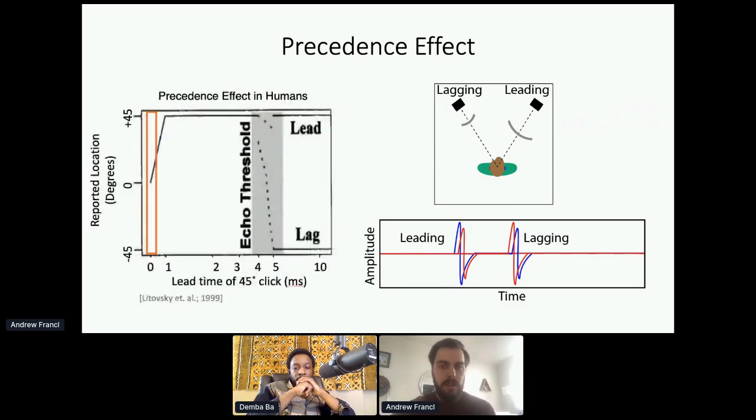So if the clicks are emitted simultaneously, then the subject perceives a single click originating directly from in front of them. However, at short time delays, the subjects only perceive the leading click and perceive it as originating at the position of the leading click speaker. And then as time delays increase, subjects are then able to hear both clicks separately, and then at even longer time delays, they're able to accurately identify the location of each click.